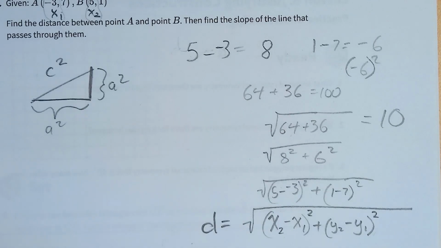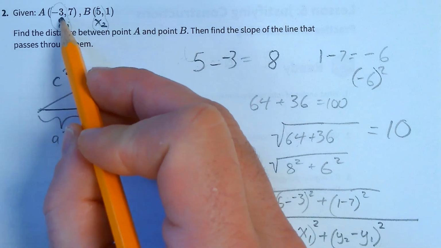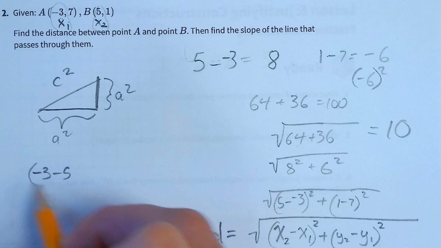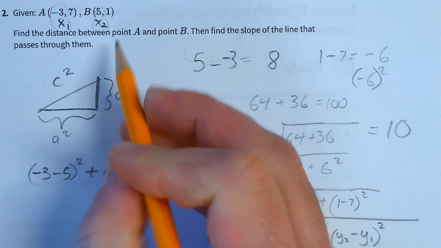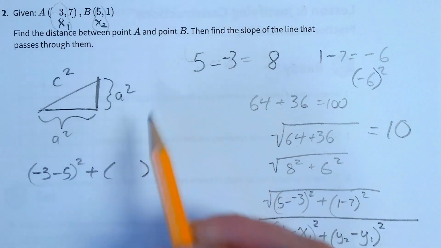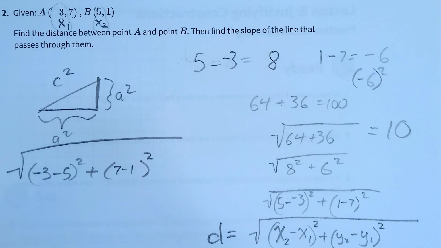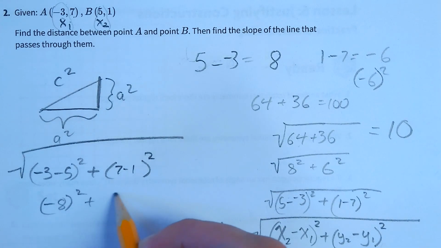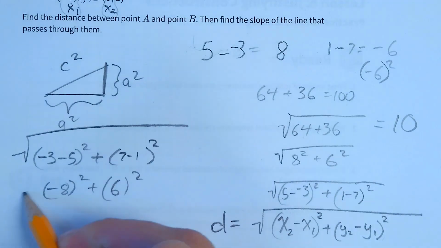So if we would have just done that from the beginning, it would have looked like this. Let's swap it. So let's actually put the -3 in first. -3 minus 5 squared plus 7 minus 1 squared, and square root it. That's the distance formula. This is -8 squared plus 6 squared. See, the signs switched, but it doesn't matter because we're squaring them anyway.